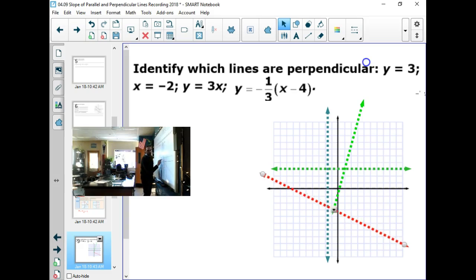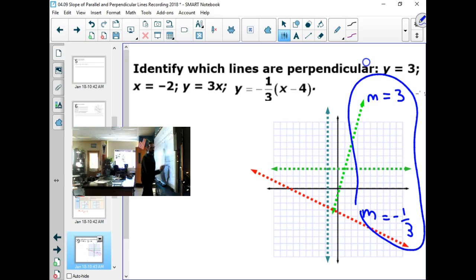So when I look at these, I can see, hey, wait a minute. This has a slope of 3. This has a slope of negative 1/3. These two lines are perpendicular. When I multiply them together, 3 times negative 1/3, I get negative 1. That makes them perpendicular.